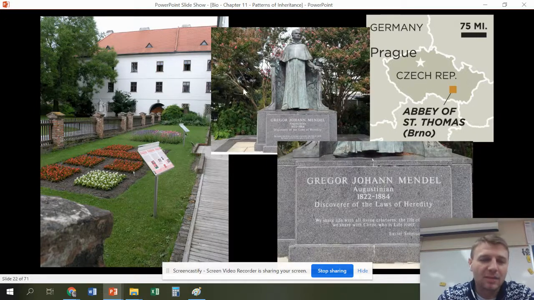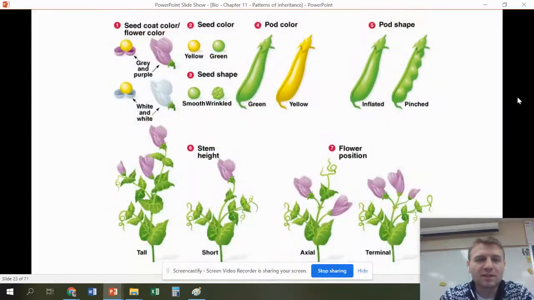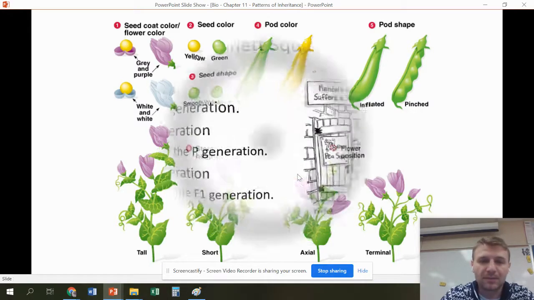You can see here his garden and what it looks like today. There's a big statue there, but he looked at different traits of pea plants. And the great thing about pea plants is they reproduce pretty quickly, not like humans that take years and years to reproduce. And a lot of the phenotypes in plants are very easily identifiable, which means you can say yes or no, they're this or that. So like yellow versus green pea pods, inflated versus pinched pea pods. And he saw these traits were being passed on from parent to offspring.